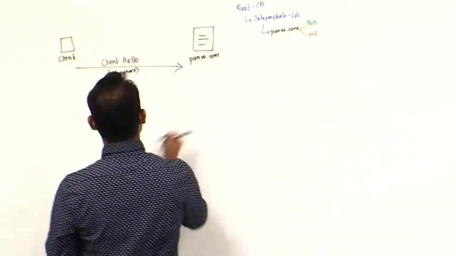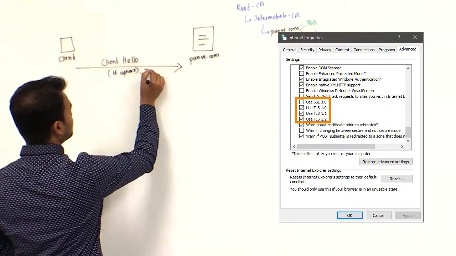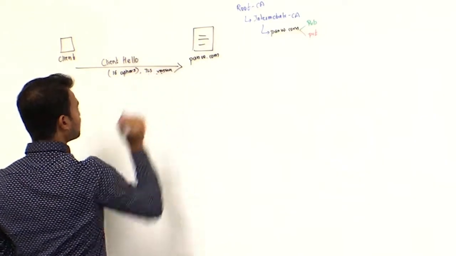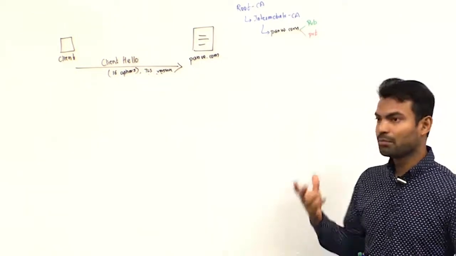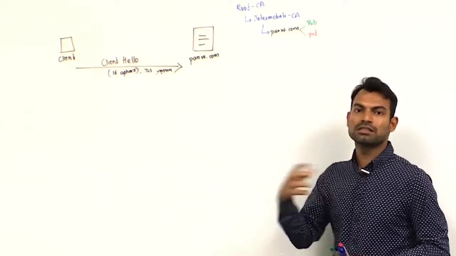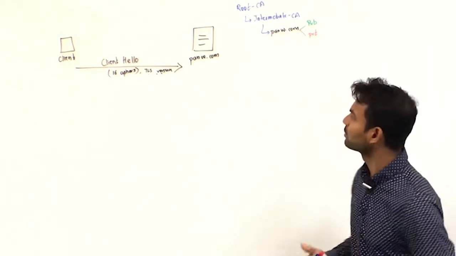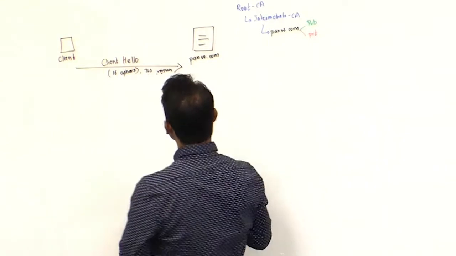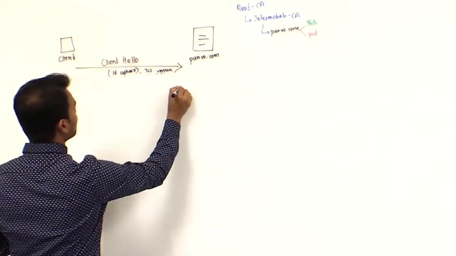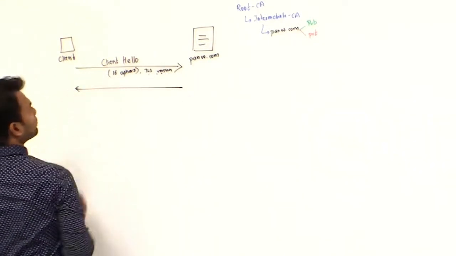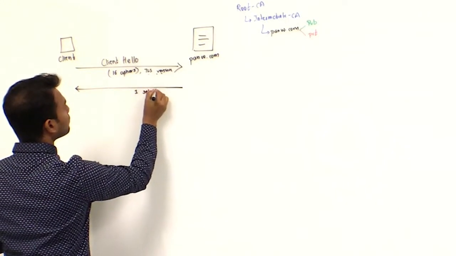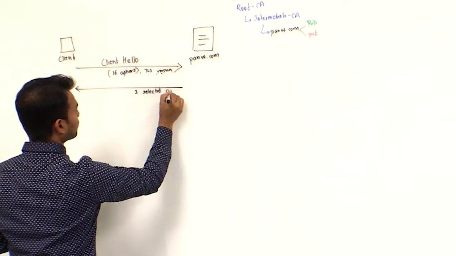Other information apart from ciphers includes the TLS version we are using and a lot of other things. What we're trying to understand is the main concept which will make us understand the decryption or the forward proxy here. So with the ciphers being sent to the server, the server will choose one of the ciphers and reply back with one selected cipher.